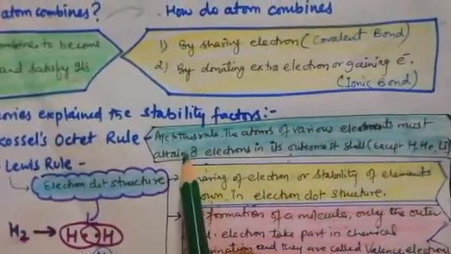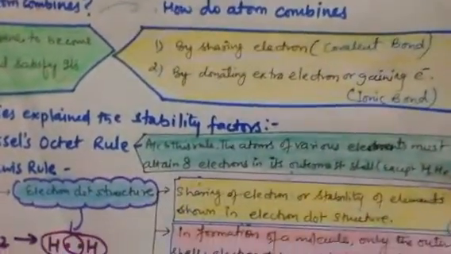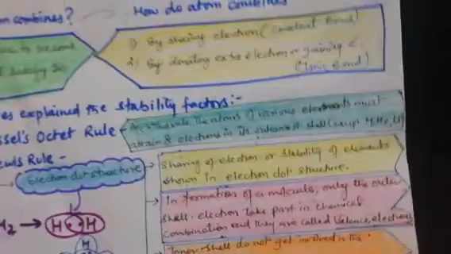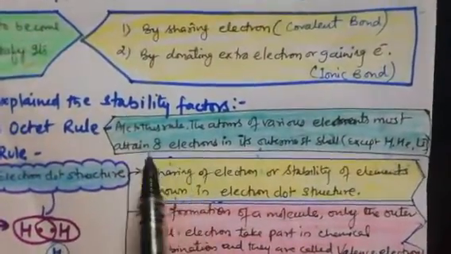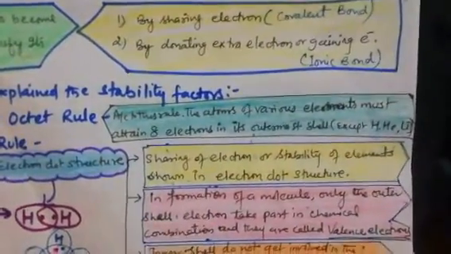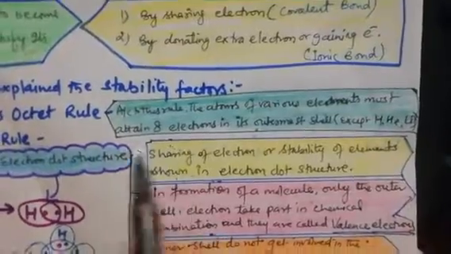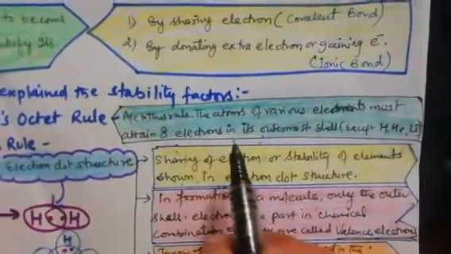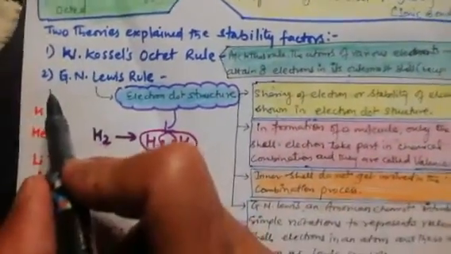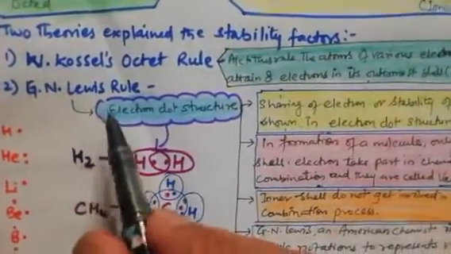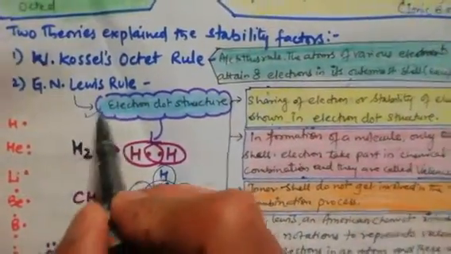If any element has more than 8 electrons, then it has to release or lose those electrons. Or if any element has less than 8 electrons, then it has to gain that many electrons. Because of that, an atom is losing electrons and gaining electrons to become octet. The second theory is G. N. Lewis's rule. G. N. Lewis's rule tells us how electrons are shared and how electrons satisfy the octet by electron dot structure.